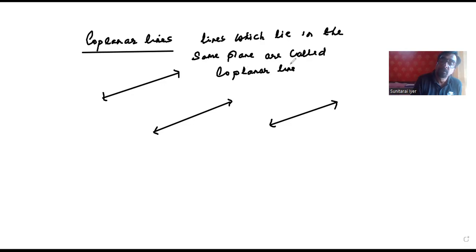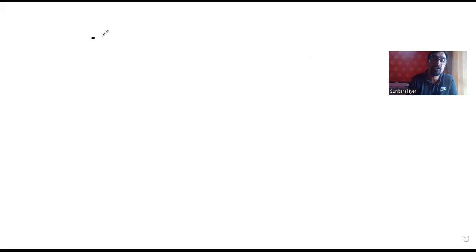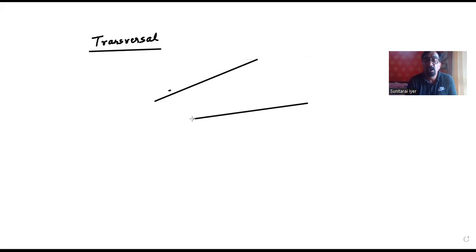Now, the next, please have a look here. The next term I'm going to teach you is, what do you mean by a transversal? Just now I taught you coplanar lines, so I better draw some coplanar lines for you. 1, 2, 3, all these are lines, okay? Now look at this line, children, which I'm drawing now.